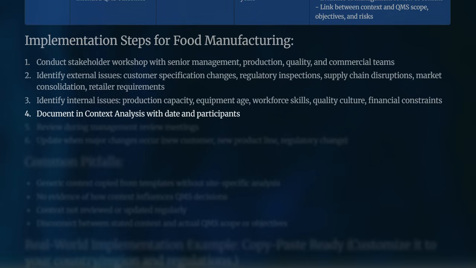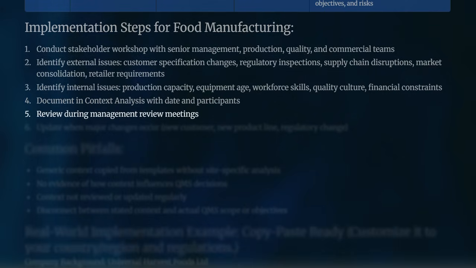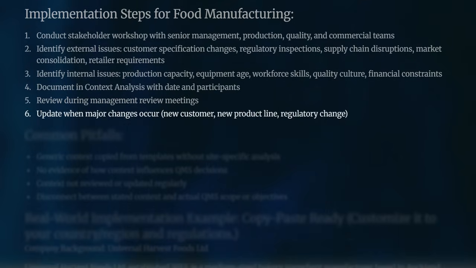And then you need to document all that in the context analysis with date and participants. And then you need to review during the management review meetings, which at the minimum should happen annually once, but quarterly review is recommended. And you need to update when major change occurs, like when you acquire a new customer, or when you add a new line in your production, or when regulations change or there are new updates from regulations. That's when you need to update your context analysis document.